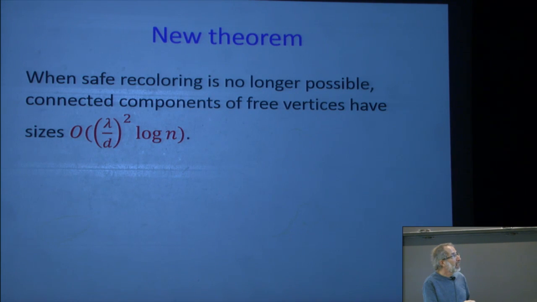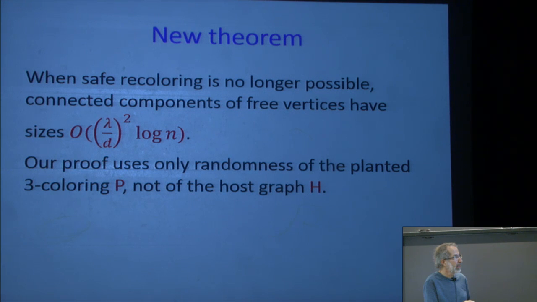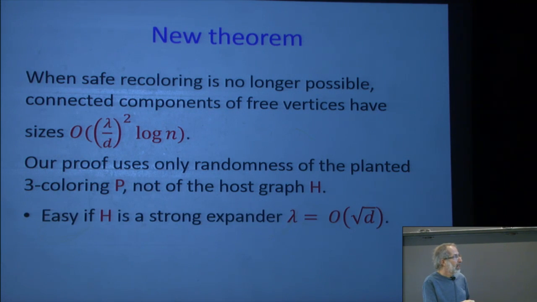So the new version that we have is that when you can no longer continue with the safe coloring, then the connected components of the free vertices have size at most log n times some constant smaller than 1, which depends on the expansion of the graph. So the main point is that it's not more than log n, and hence we can also complete the coloring by dynamic programming. Our proof uses only randomness of the planted tree coloring and not of the host graph H. The host graph can be an arbitrary expander.